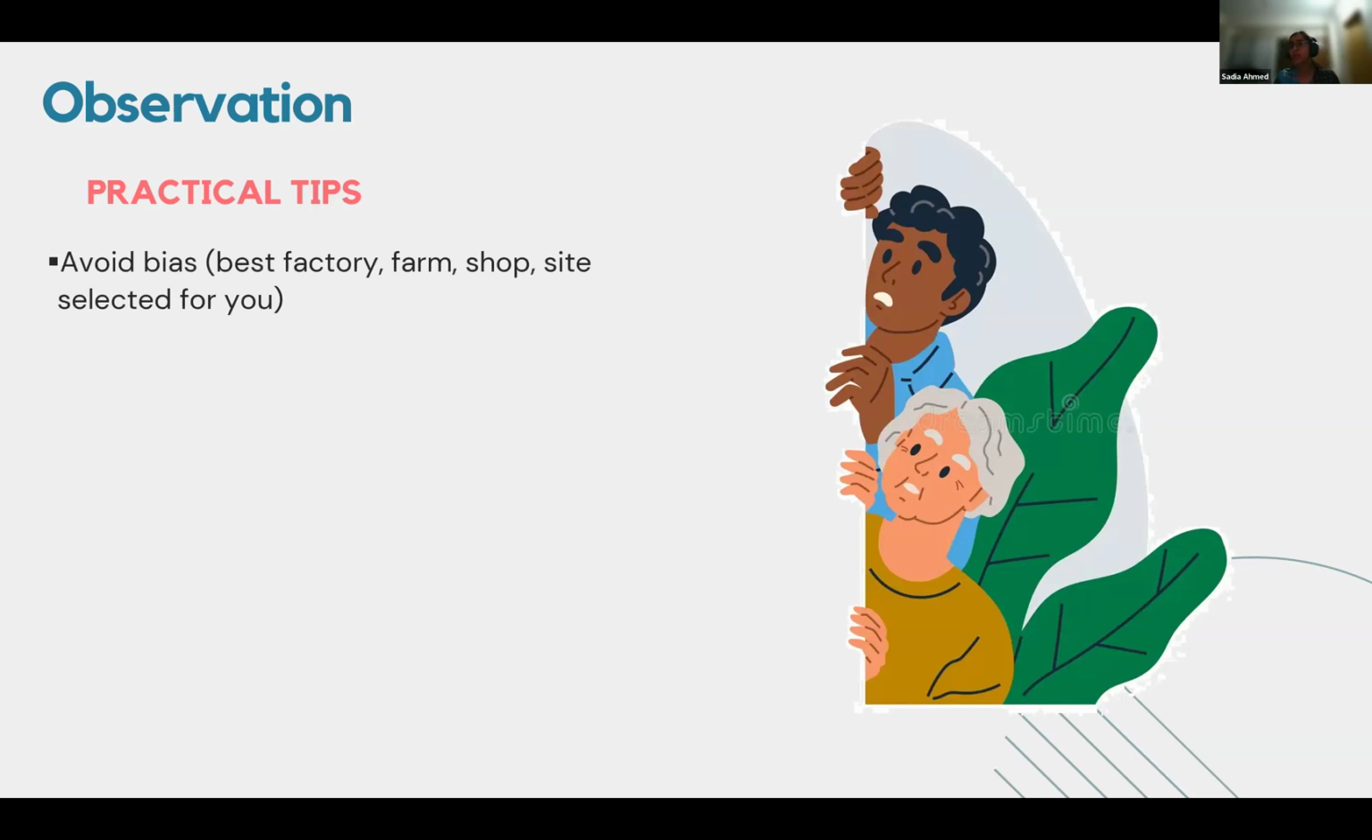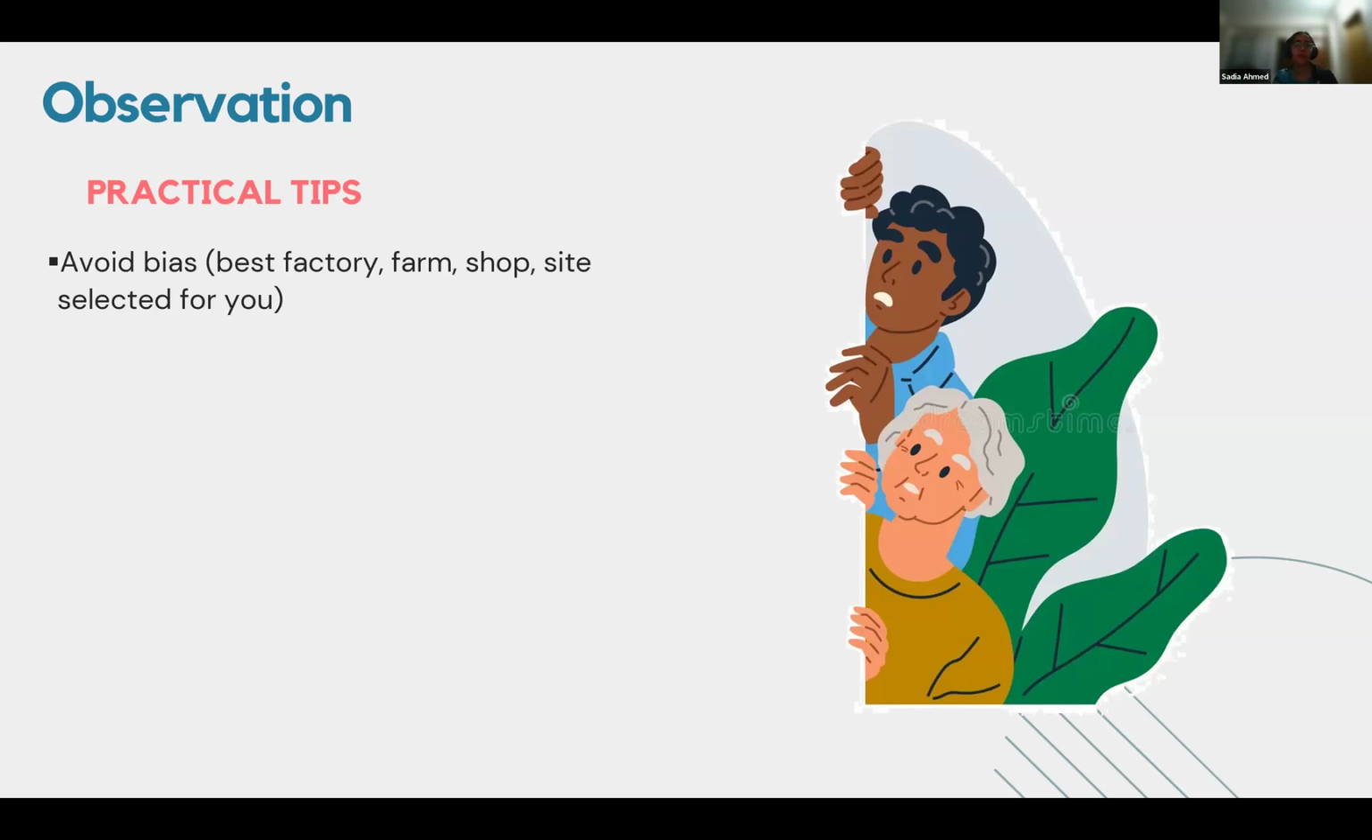Whenever you're going out to see something in the field, whether it's your partner, whether it's your own work as a program, whether you're a funder and you are going to see what people are doing, you should always try to avoid bias by not selecting the best factory, the best farm, the best shop. To do this, you may want to ask for a list of places and say, these are the ones I go to, or you may ask them to incorporate a bit of variety.